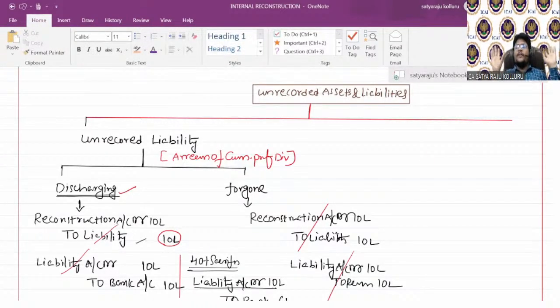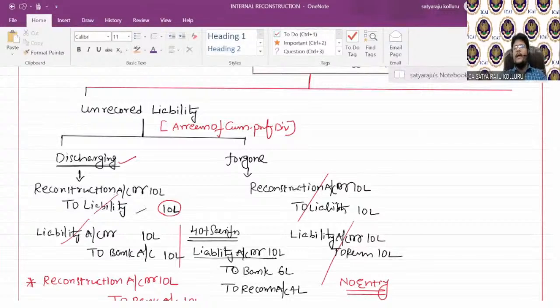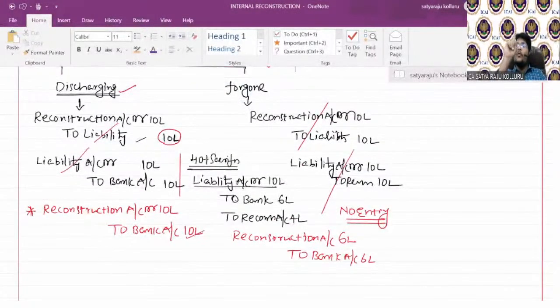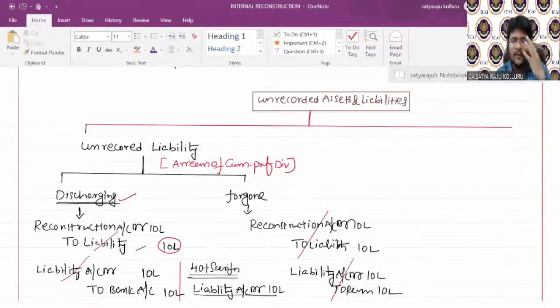Now, if the preference shareholders are ready to forego the entire cumulative preference dividend, then what adjustment needs to be passed during the process of internal reconstruction, sir? No entry. We just saw that if for an unrecorded liability the amount is foregone, no entry. For example, 4 years arrears of preference dividend is there. Out of 4 years, they are ready to forego 3 years, expecting 1 year preference dividend in cash. What is the journal entry? Reconstruction account debtor to bank only for the 1 year. For the remaining 3 years, there is no entry. Such points you need to remember, guys. That concept is applicable in case of unrecorded liability.